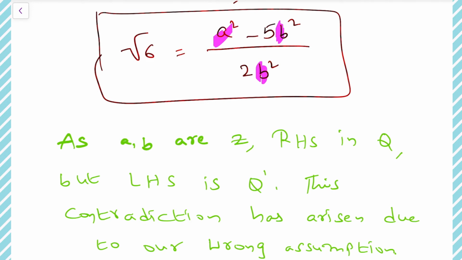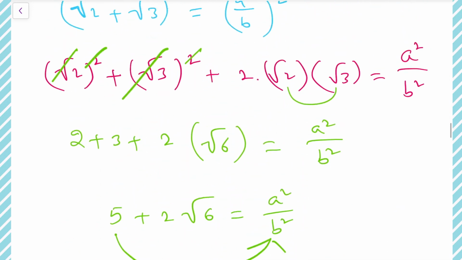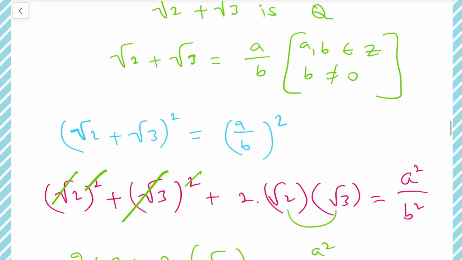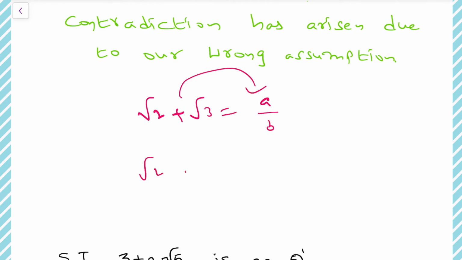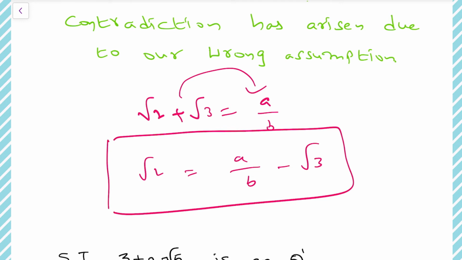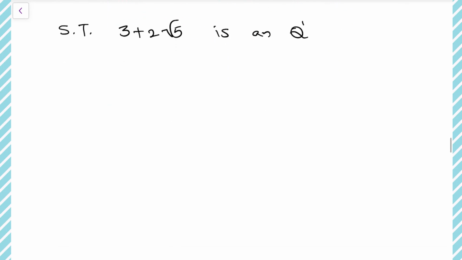In the textbook what he did is, here root 2 plus root 3 equals a by b. Root 2 plus root 3 is equal to a by b. He took this root 3 to the right side. Root 2 is equal to a by b minus root 3. For this equation, he did squaring on both sides. Anyway, both processes are the same.